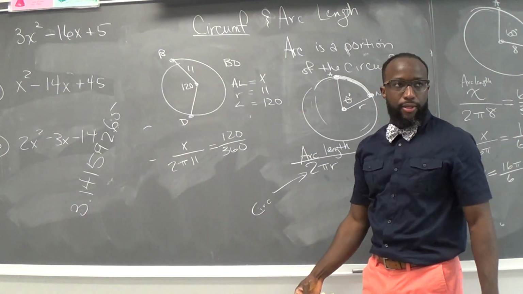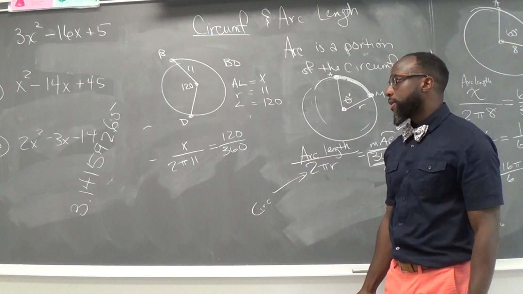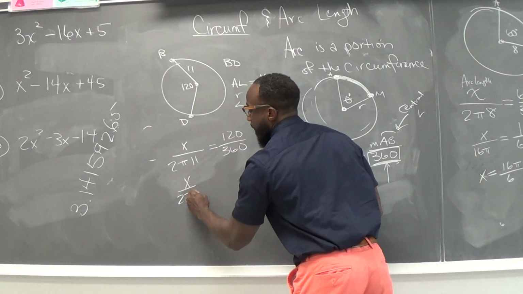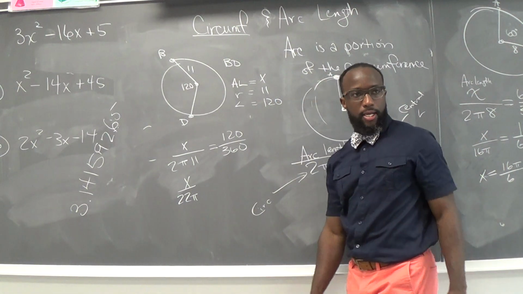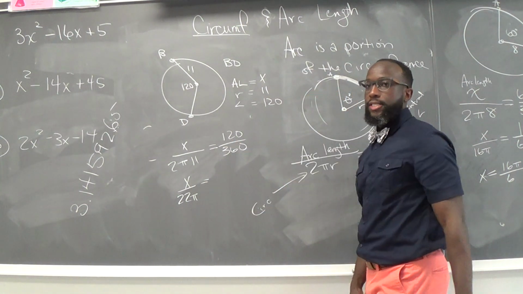What they gave you. Then it'll be easier to set up your proportion. Right? So now when we do this, we can simplify all of this. Like, so it's x over 22 pi. Everybody good with that? Let me know we're good. All right, and then simplify 120 over 360.